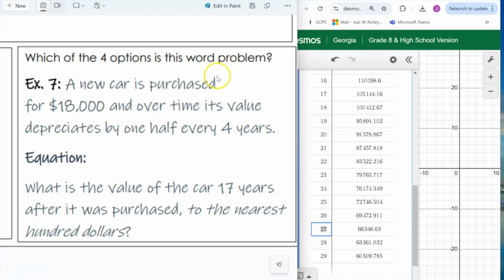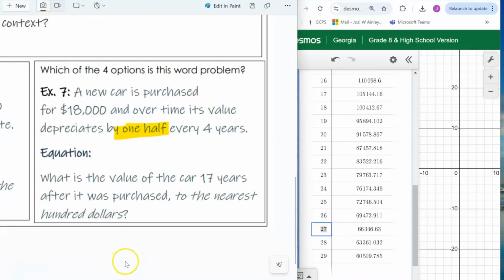All right, which of the four options is this word problem? A new car is purchased for 18,000 and over time its value depreciates by 1/2 every 4 years. All right, so I did not see percent. The key word I'm seeing right here is 1/2, but I did not see percent.